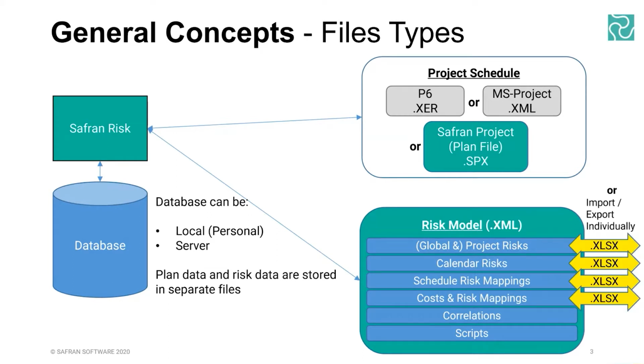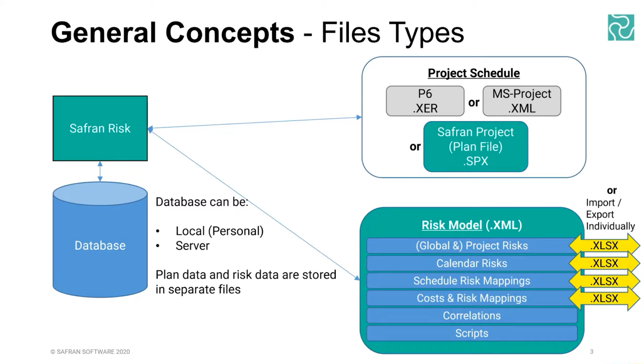Of those, you can individually import and export your global or your project registers, your calendar risks, and your various risk mappings. So those can come in and out of the system as individual files. However, just because it's easier, you might want to just send a whole bundle. Correlations don't have that functionality, so they would potentially break if you didn't have all the component parts, which is why it's important to save it as part of the full risk model. And scripts, you can actually just copy and paste, because it's just like a text document. So it doesn't need its own import export, I suppose.